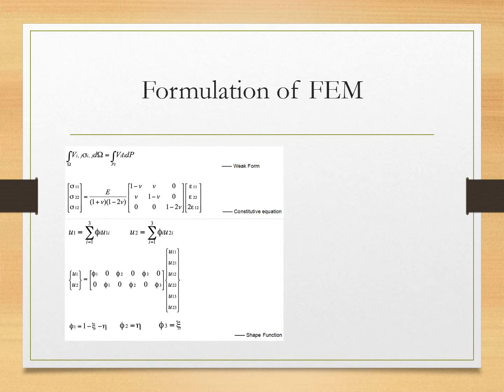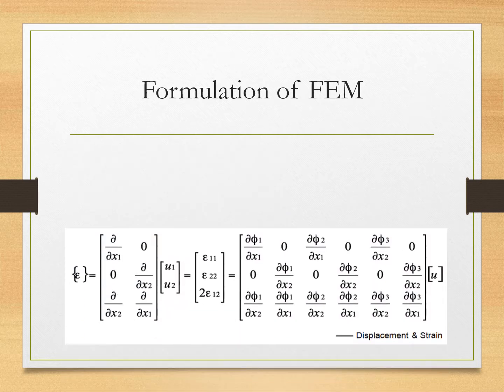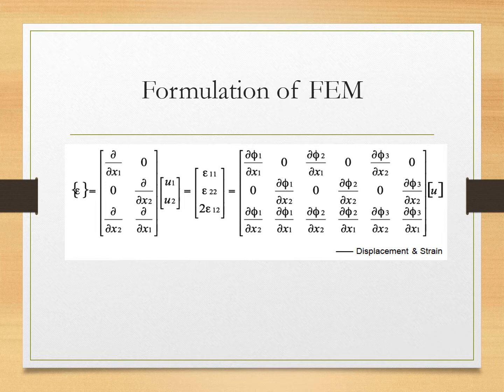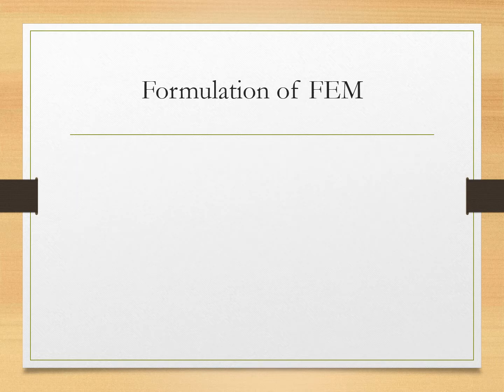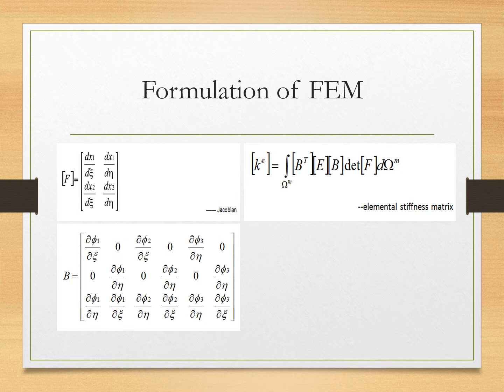Coming over to the formulation for the finite element method. These are the derivations. First we have the weak form, and then we have the constitutive equation, followed by the shape function for the 3-node triangular element. Here is the relationship between the displacement and strain. So here is the Jacobian, and by comparing and solving for all the above equations and relationships, we get down to the elemental stiffness matrix, and combining all the elemental stiffness matrices, we get the global matrix. Then we can impose the boundary conditions and therefore we solve the problem.